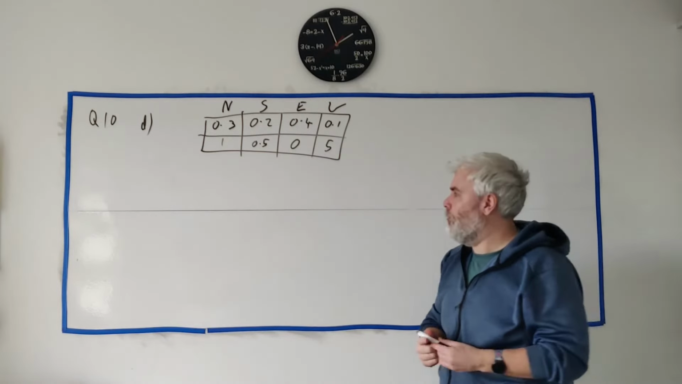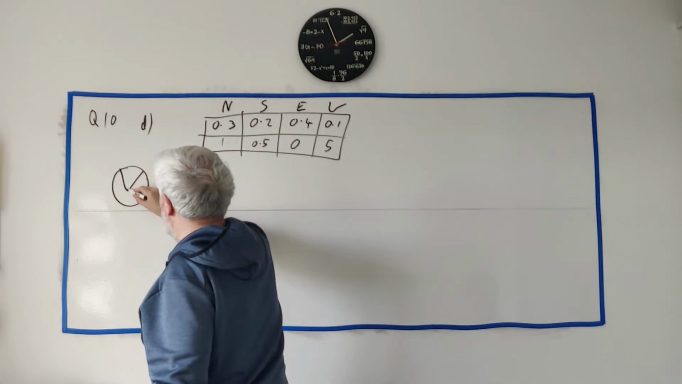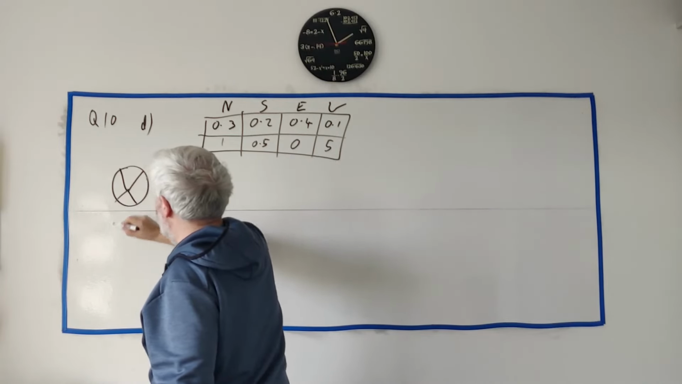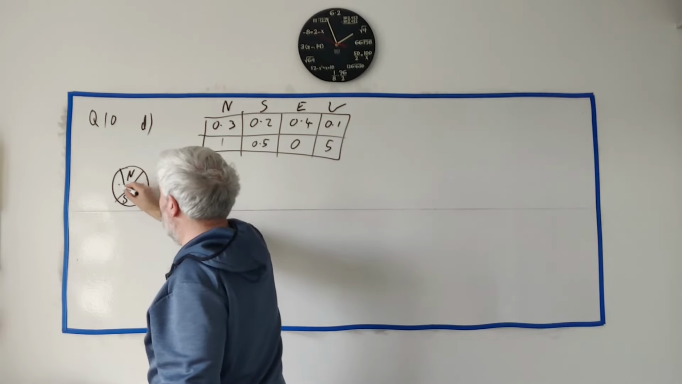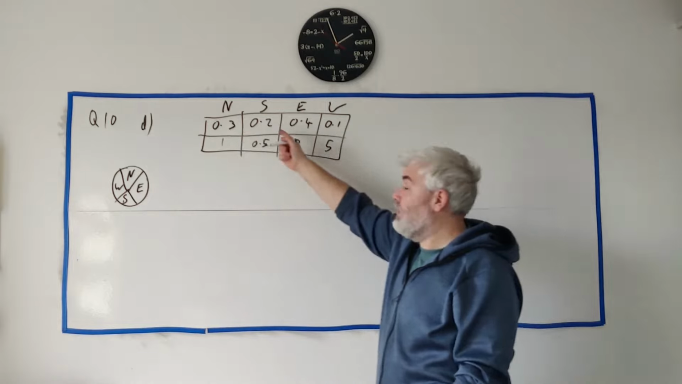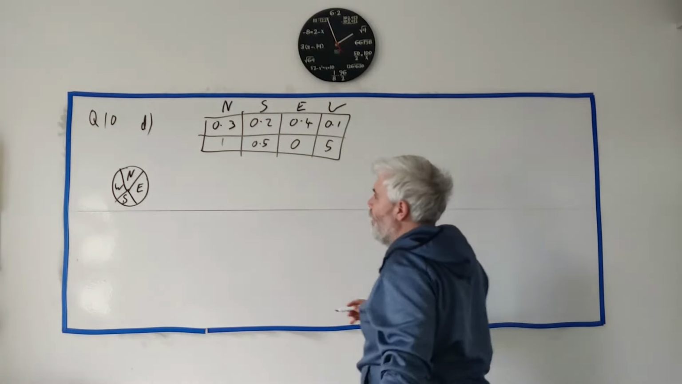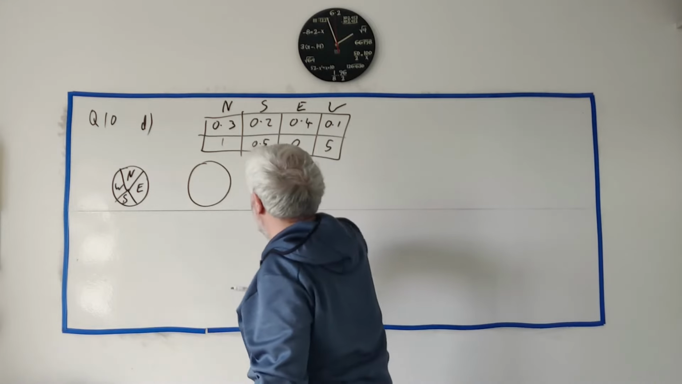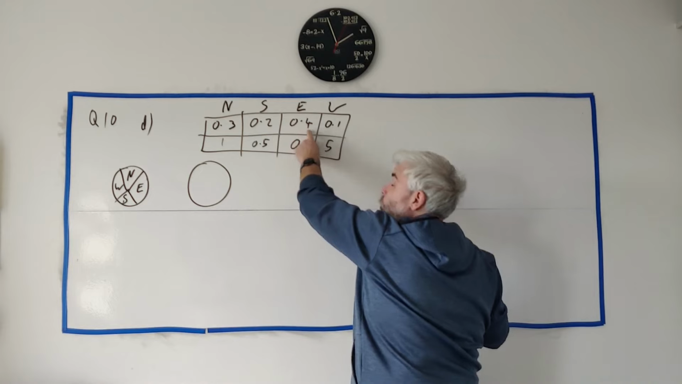But that is a little confusing, because if you think of north, east, south and west, you're probably thinking of a picture that looks like this, all equal, north, south, east and west. But that's not what these numbers tell me. These probability numbers here tell me something very different. It tells me E is going to happen 40% of the time.